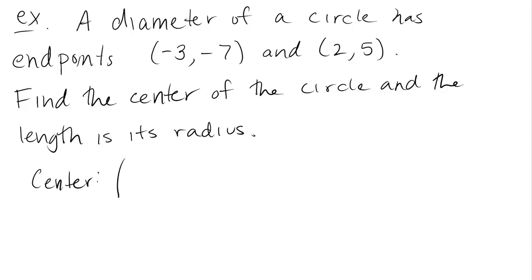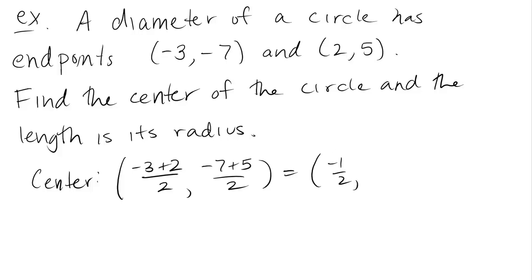Well, we'll apply the midpoint formula. We're going to add the x coordinates, divide by 2. We're going to add the y coordinates, divide by 2. Negative 3 plus 2 is negative 1, divided by 2 is negative 1/2. Negative 7 plus 5 is negative 2. Negative 2 divided by 2 is negative 1.